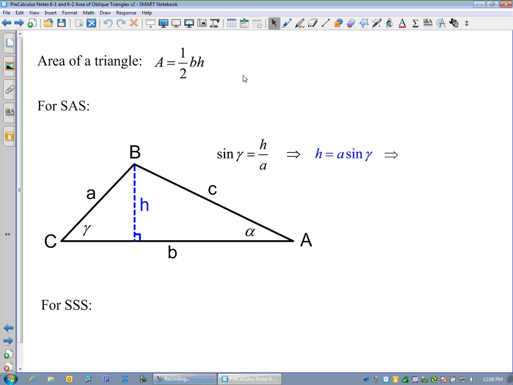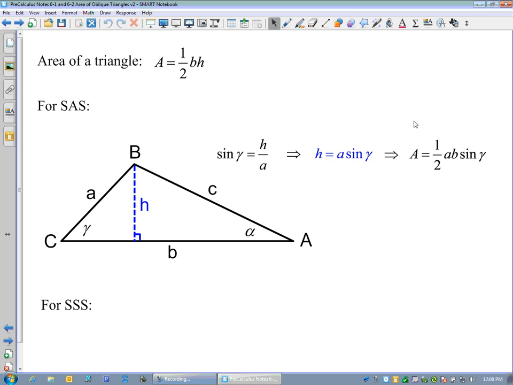So making that substitution, and notice how in the original equation b stood for base, but here b stands for the length of side b. In our example, they are the same though. So here, replacing h with a sine gamma gives us area equals 1/2 ab sine gamma, where a and b are two sides of the triangle, and gamma is the angle in between those two sides. Notice how this is side a, this is side b, and this is the included angle between those two sides.